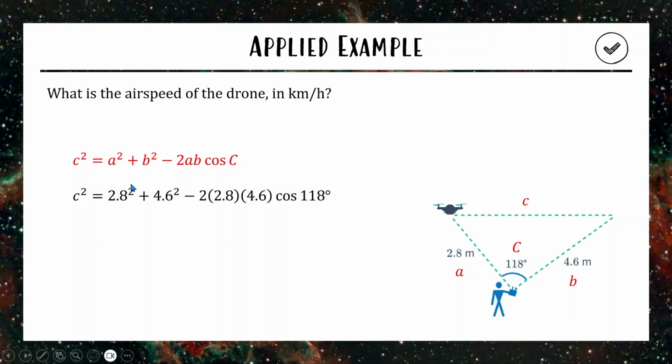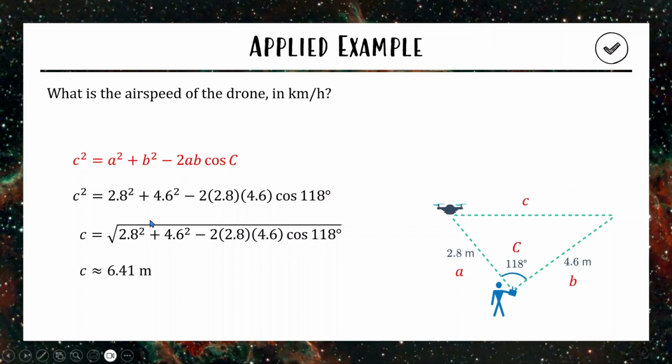Before I type this into my calculator, I'm going to recognize that this will find me C squared and I want to find C. To fix that, I'm just going to type it in with a square root. That's going to get rid of the squared for me. Now I can punch this into my calculator and get an approximate answer, with a little bit of rounding here, but the length c, which is the distance that the drone has flown, is roughly 6.41 meters.